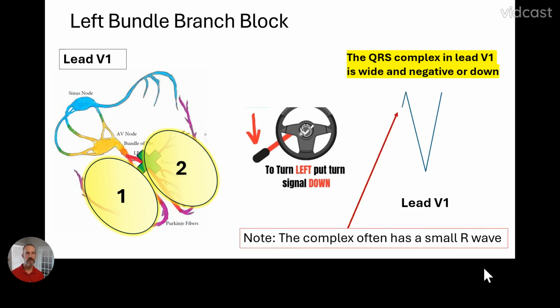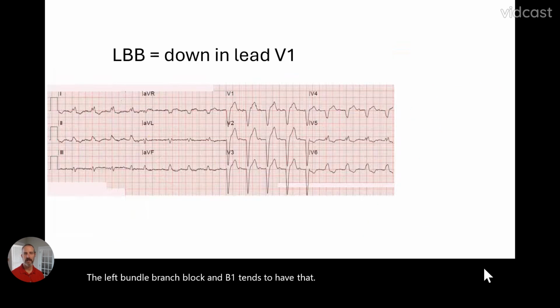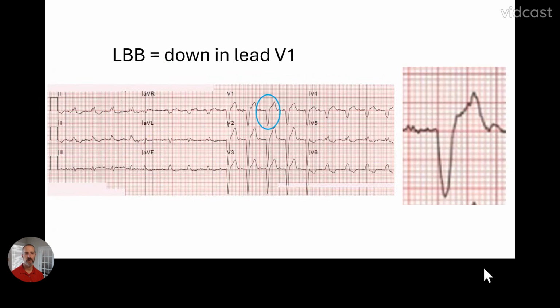Keep in mind that the left bundle branch block in V1 tends to have a small R wave in there, so you'll see in many textbooks that it will indicate an RS pattern. All right, there's your example of left bundle branch block. It's downward in V1.